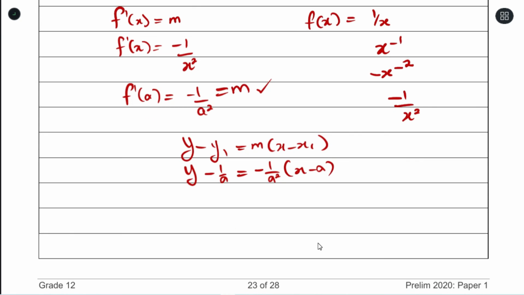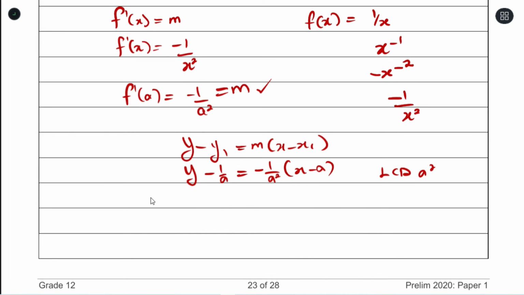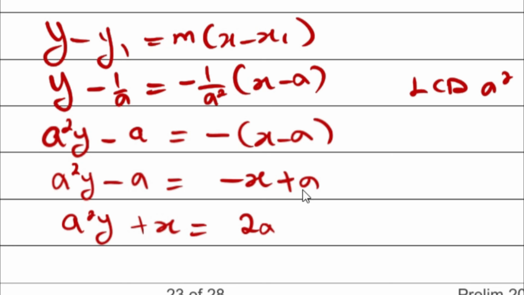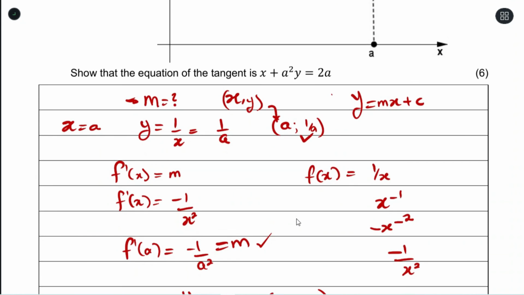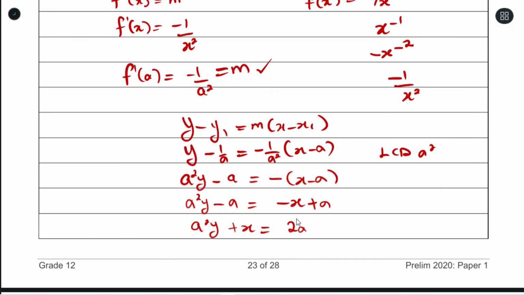Now we also notice here that since we're working with fractions, we have an LCD. The LCD here will be a squared, so multiply everything by a squared. This will give you this. Then we can open out the bracket and simplify as best as we can. And the question wanted x plus a squared y is equal to 2a. That's it: a squared y plus x is equal to 2a.